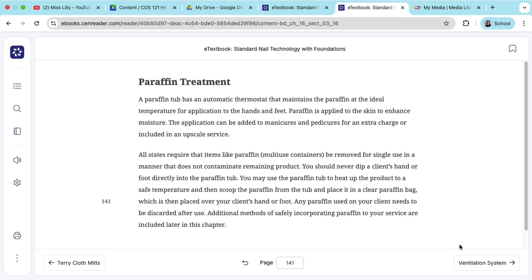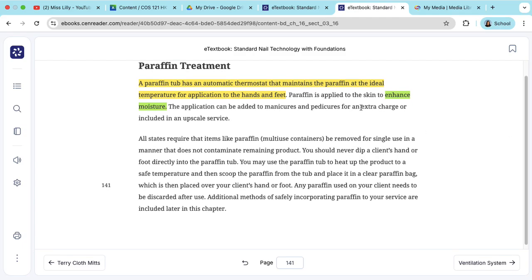Paraffin treatment. A paraffin tub has an automatic thermostat that maintains the paraffin at the ideal temperature for hands and feet. Paraffin is applied to the skin to enhance moisture. So it enhances moisture. This one is included for an extra charge.